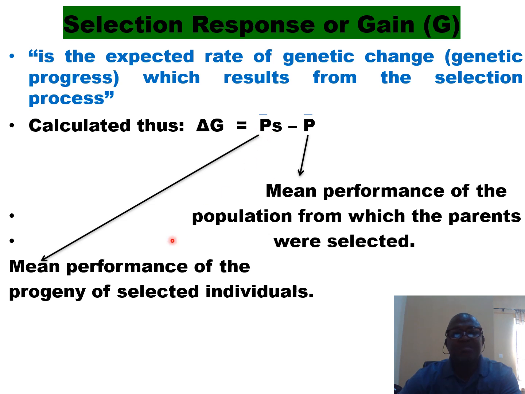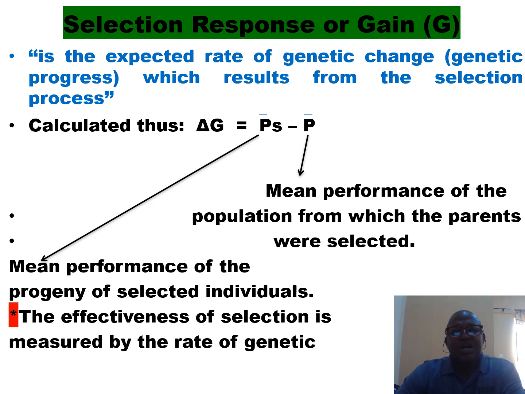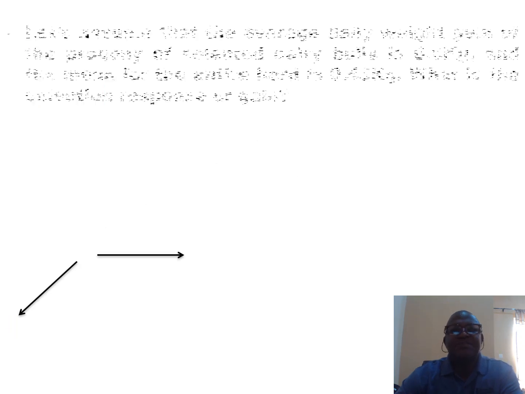So bar PS is the mean performance of the progeny of selected individuals, and bar P is the mean performance of the population from which the animals were selected. So the effectiveness of selection is measured by the rate of genetic change that is achieved. When there's a great genetic change as a result of selection, we say that the selection process is highly effective.